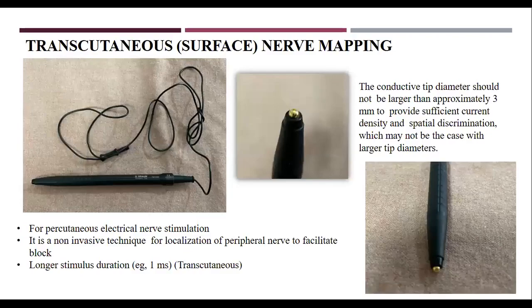Coming on to the newer and emerging concepts, there is something called transcutaneous nerve mapping or surface mapping. This is for percutaneous electrical nerve stimulation. It is a non-invasive technique for localization of peripheral nerve to facilitate block. A longer stimulus duration is used, up to 1 millisecond. A transcutaneous pen will be there, as you can see here. The conductive tip diameter should not be larger than approximately 3 millimeter to provide sufficient current density and spatial discrimination, which may not be the case with larger tip diameters. So with this, you can transcutaneously look for the desired response and mark the anatomical location of the nerve on the skin.